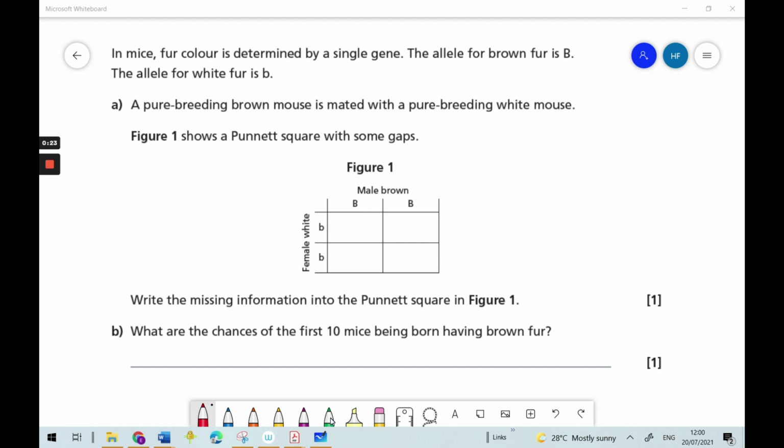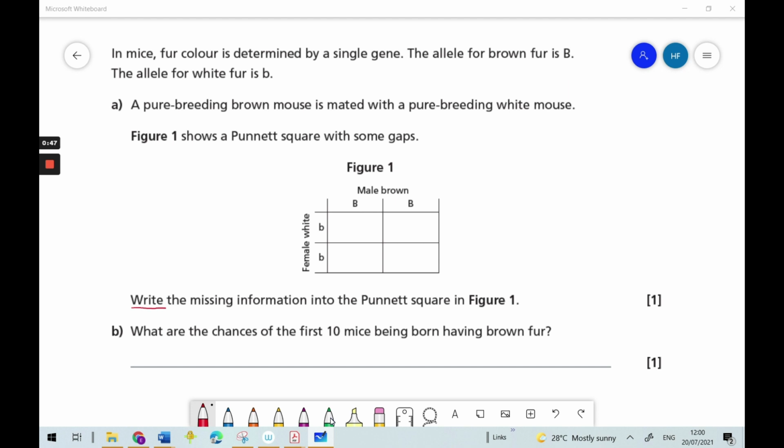And we have a Punnett diagram with gaps in it. And the question says, write the missing information into the Punnett square in figure 1. And that's 1 mark. So let's start with the command word. We can see the command word here is the word write. So all we're being asked to do is use our knowledge and understanding of genetics to write the information in the gaps in the Punnett square.